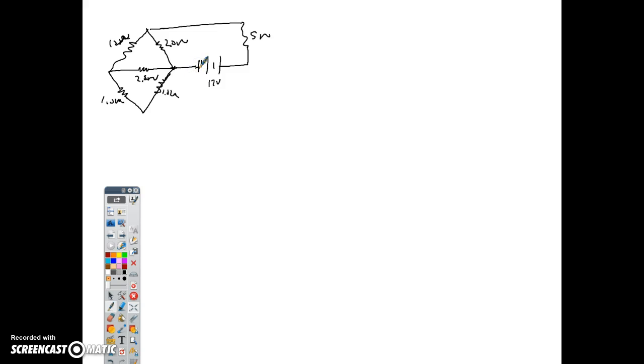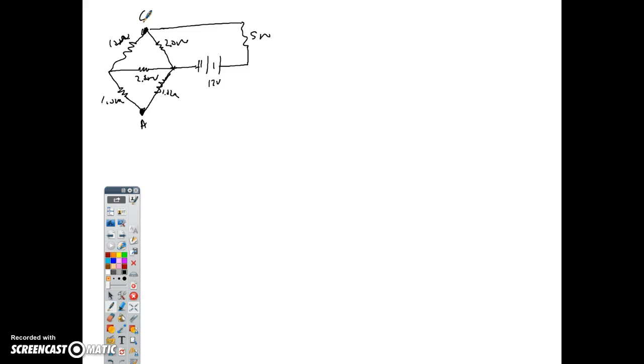It says, what is the power delivered from the battery? What is the potential difference between A and C? Here's point A and point C. We're going to do it for a single source, and then we'll do two sources later.